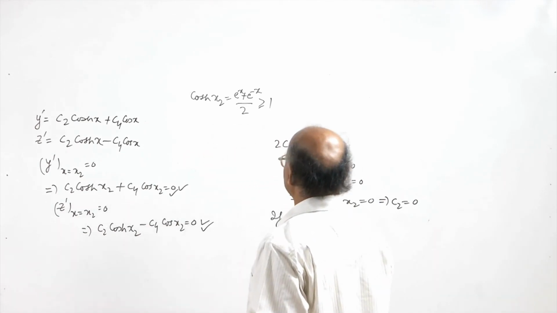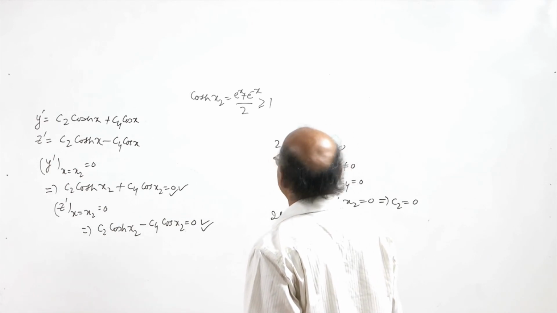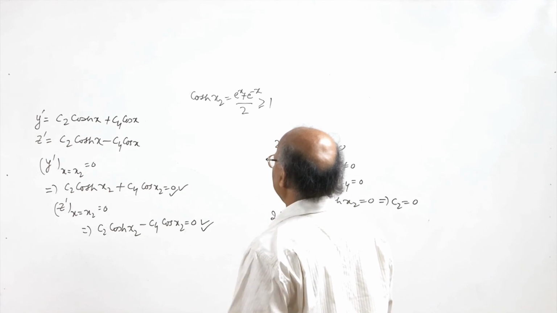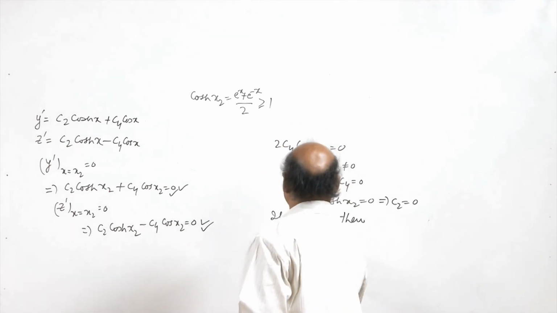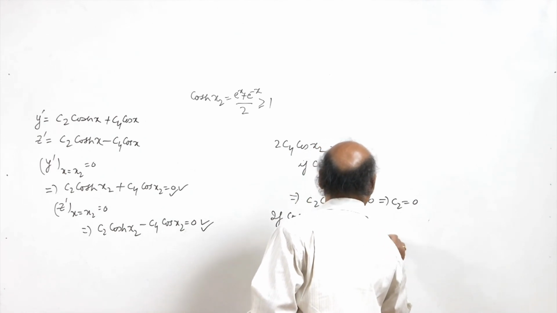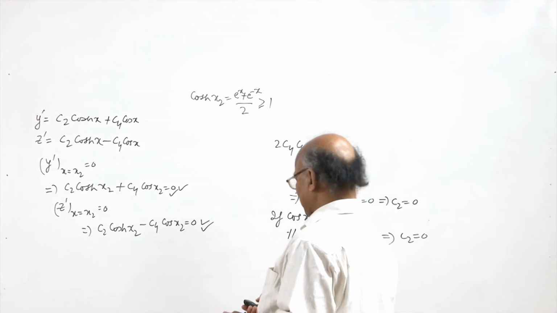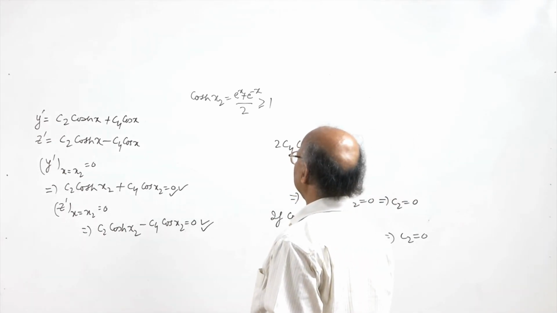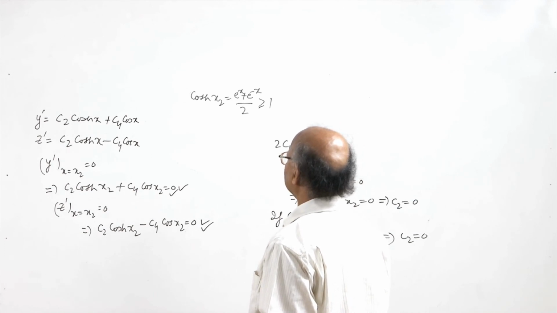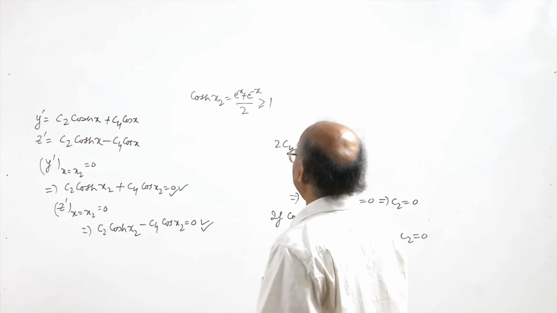If cos x2 is equal to 0, then C2 cosh x2 is equal to 0. Then C2 cosh x2 equal to 0 implies C2 equal to 0, and C2 equal to 0 implies C4 cos x2 equal to 0, which is true for arbitrary C4.